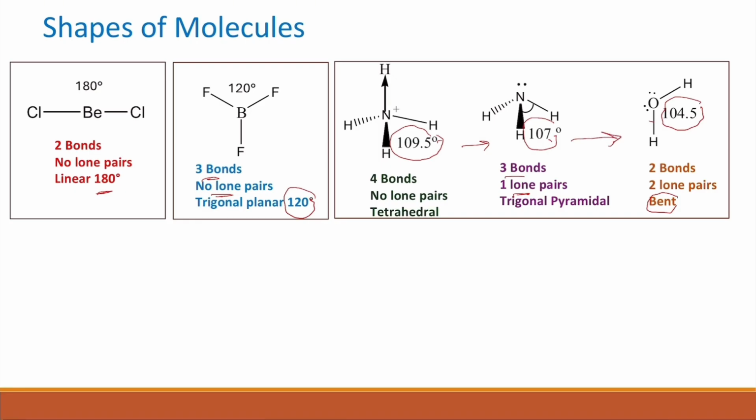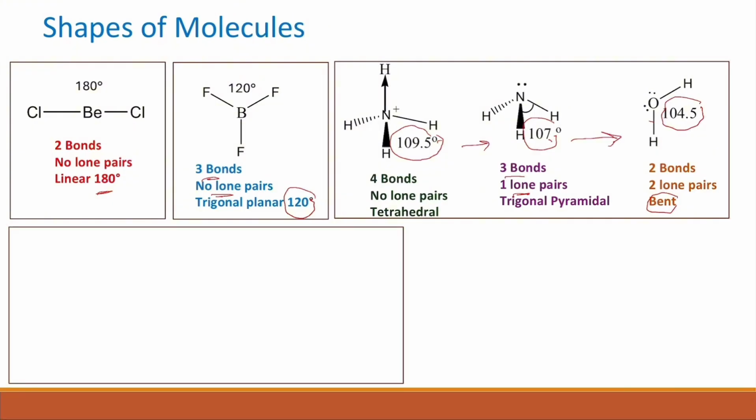This is because of what we said: the repulsion between lone pairs is higher than the repulsion between a lone pair and a bonded pair, which is more than between bonded pairs. So the bonded pairs become closer to each other. This is why the bond angle decreases.